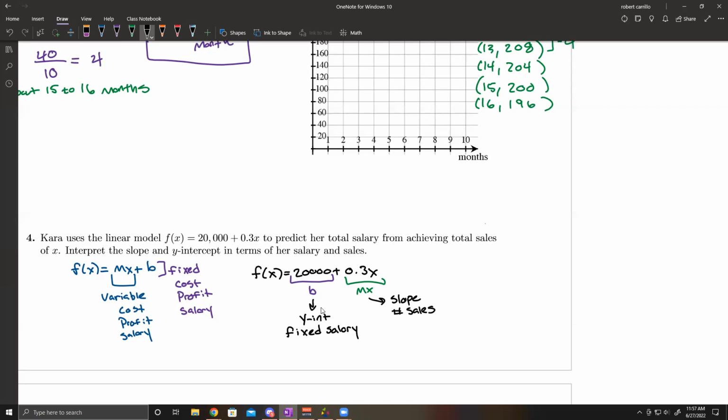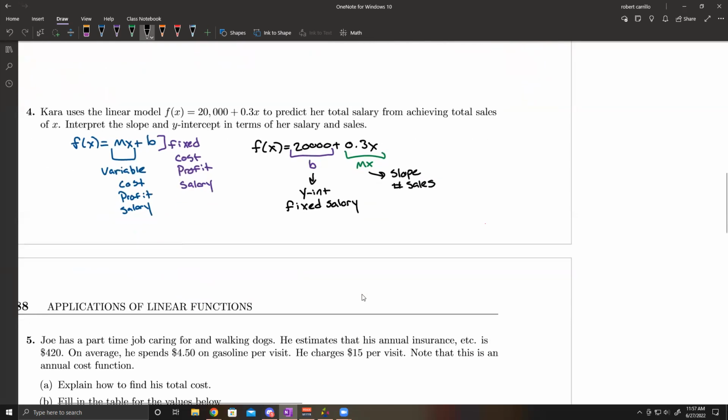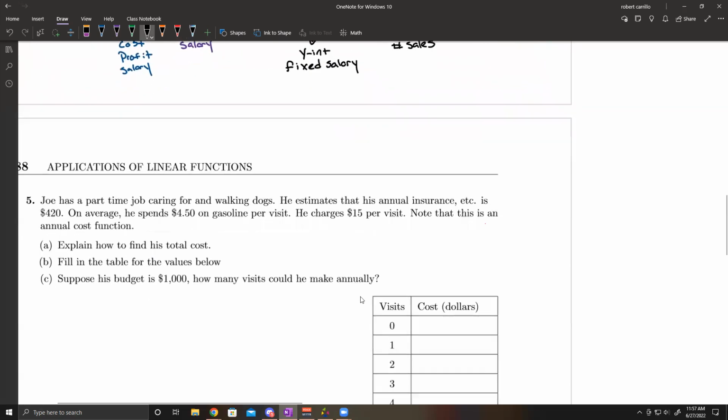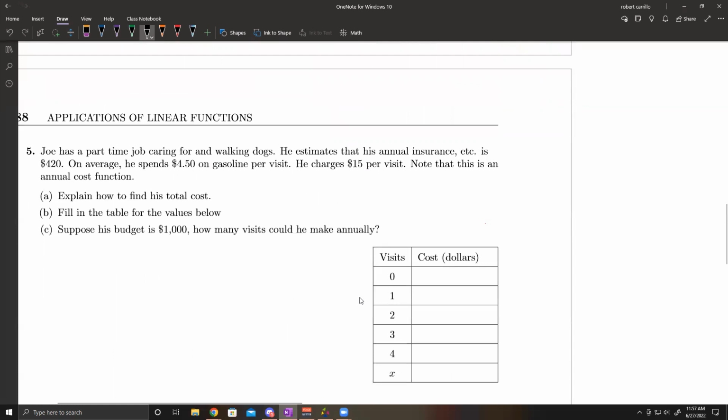Everybody good with this page? Okay. All right. Next.